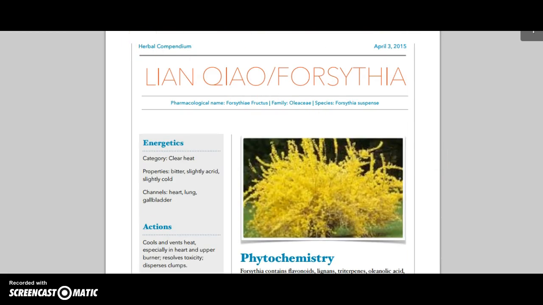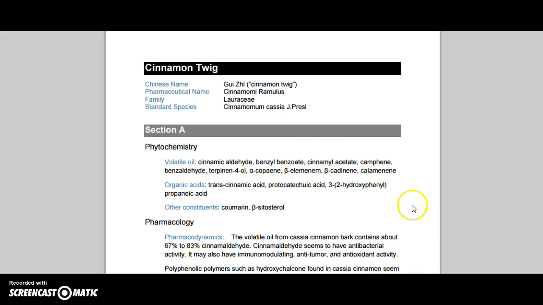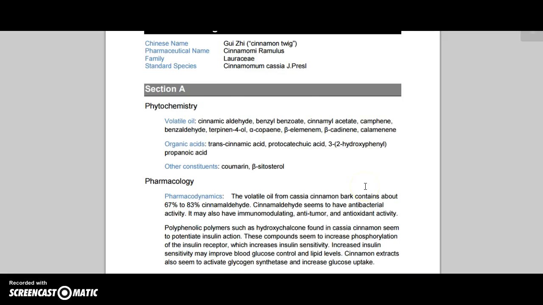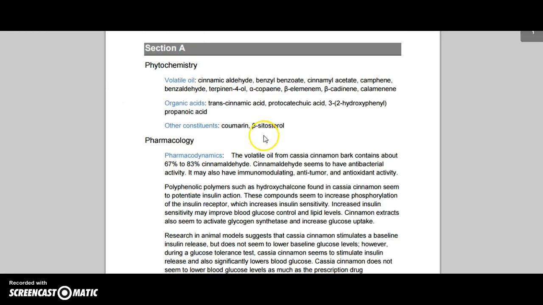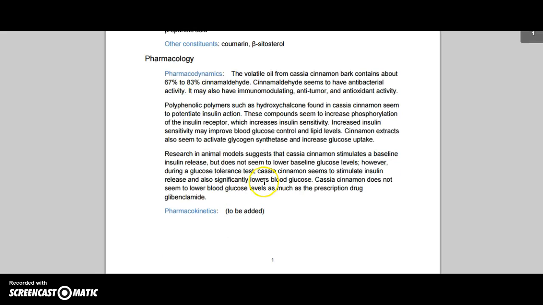The other option is to do one that is a little bit more text heavy, less with imagery. So you can see this one is very straightforward, broken down into sections. So we have for cinnamon, Chinese name, pharmaceutical name, family, standard species. Chemistry, pharmacology, so specific pharmacodynamics. They've apparently left out the pharmacokinetics.